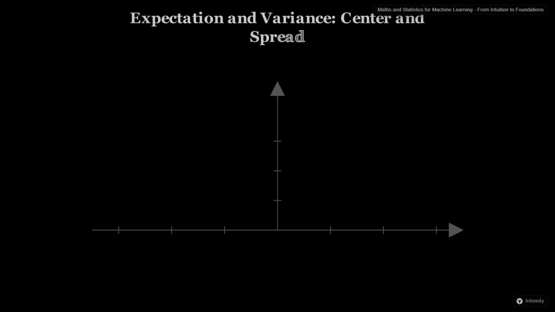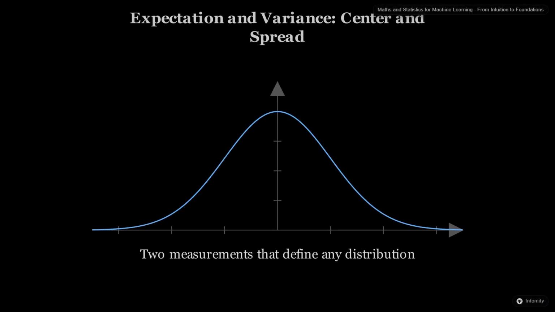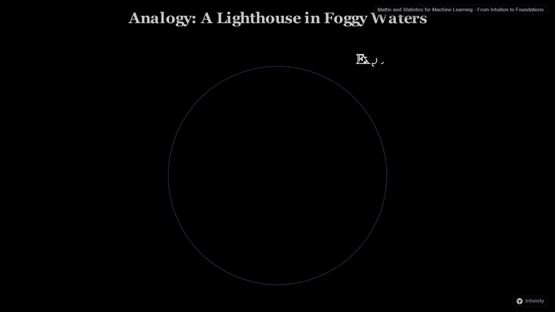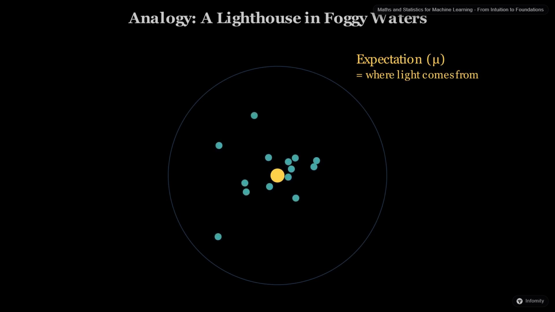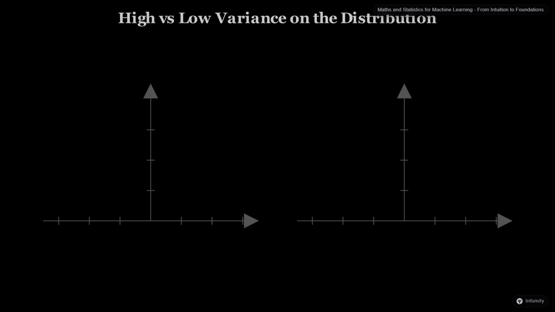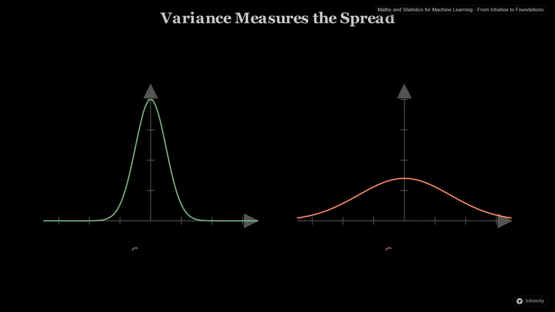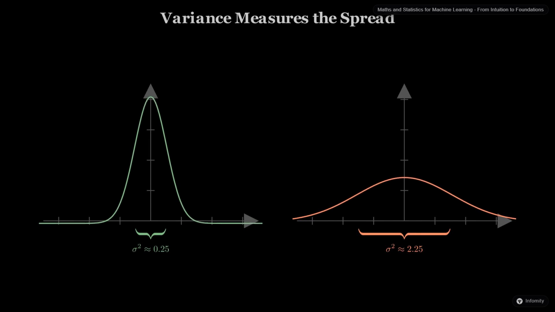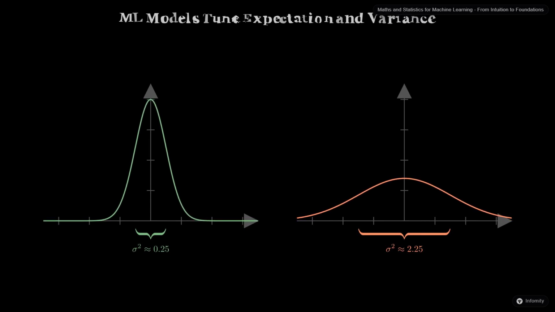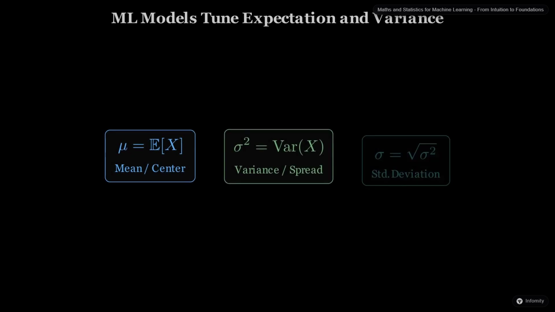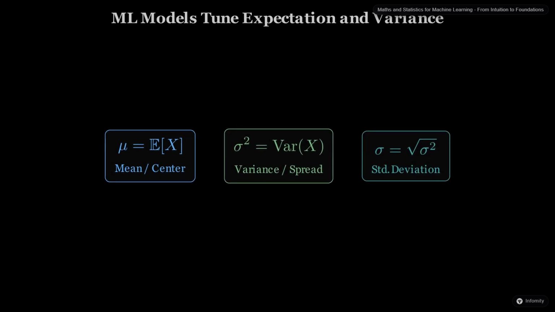To navigate the fog, we need two key measurements, expectation and variance. Expectation is the long-term average. Think of a lighthouse beam pointing to where you expect to find the shore. Variance measures how much the light scatters. High variance means the data is spread out and unpredictable. Low variance means the data is tightly packed and consistent. Machine learning models try to find the perfect expectation while minimizing the variance to stay reliable.